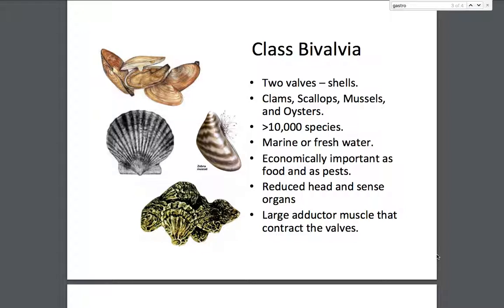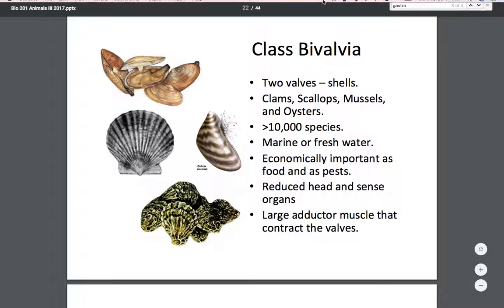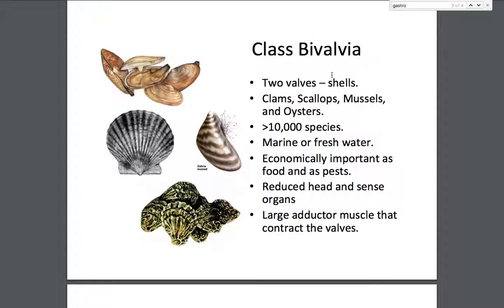The two big adductor muscles here, 1 and 2, hold the thing in. Their heart is sitting within the coelomic space. Here's their anus at the excurrent siphon. Notice the head has been totally reduced. It would be down at this end if it existed, but it's totally gone.